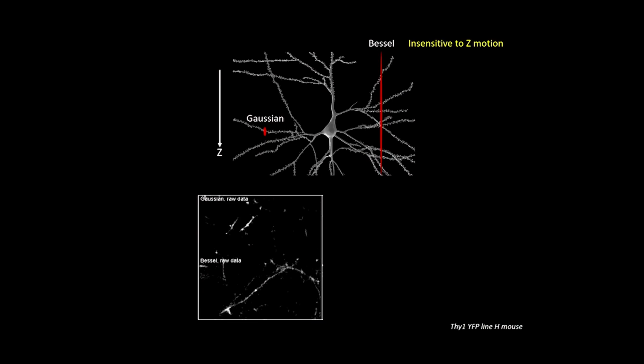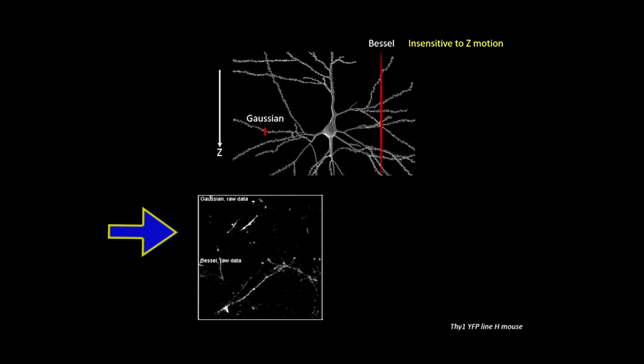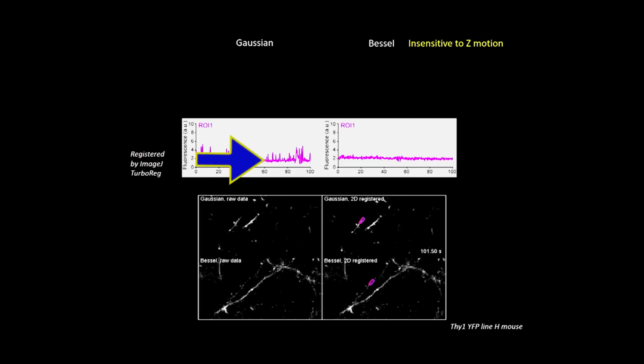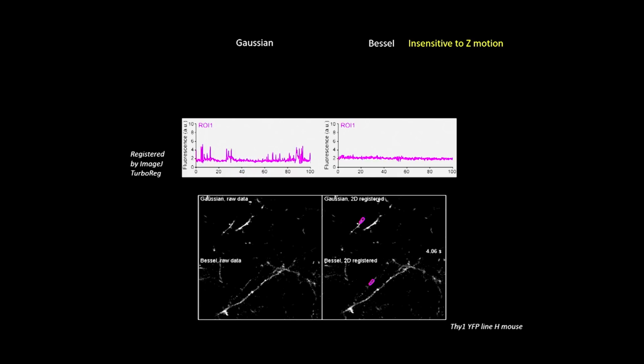So here are the images of a stretch of dendrite in a mouse taken with a Gaussian beam as well as the Bessel beam. You can see there's quite a bit of motion because this animal is awake and hasn't been fully habituated to head fixation. And we can easily register this image in 2D just to correct the lateral shift. And then now you can see it doesn't jitter in the XY direction as much. And if you now plot out the fluorescence intensity within this small stretch of dendrite, you can see that in the Gaussian data, you see this up and down signal, which actually looks very much like the calcium activity that you would expect to see when the neuron becomes active.